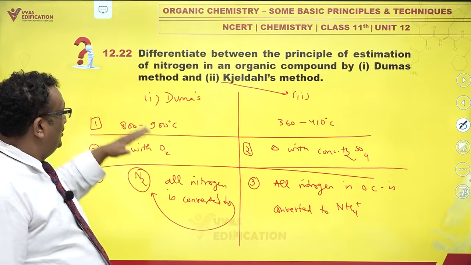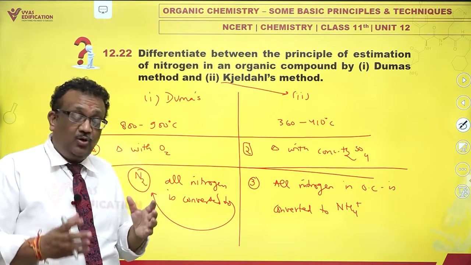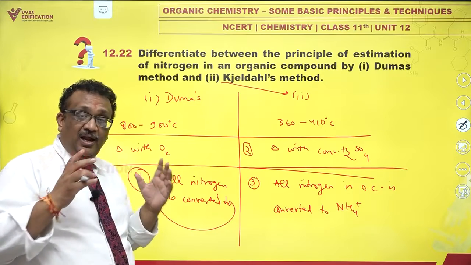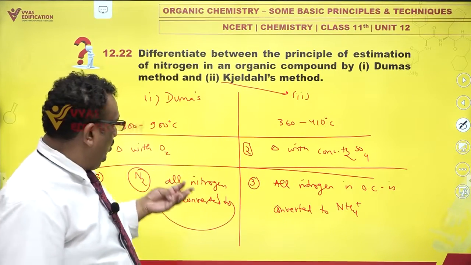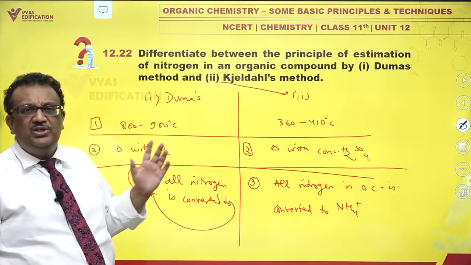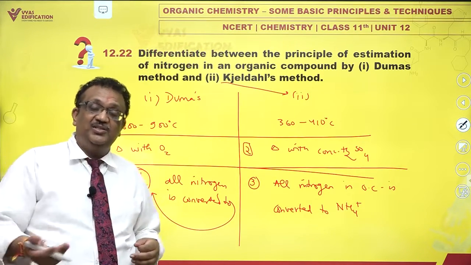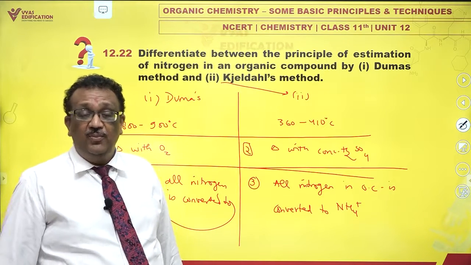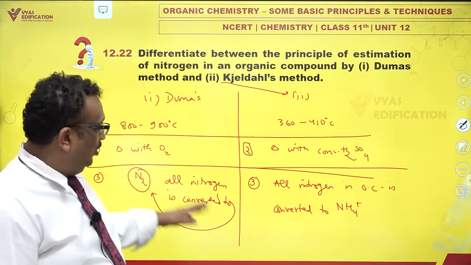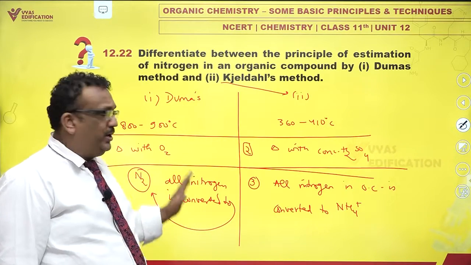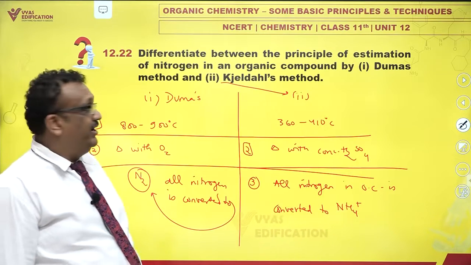Okay. So in the Dumas method, you take the substance, you burn it with oxygen, and you get CO2, H2O and nitrogen. CO2 and H2O are absorbed by KOH and dehydrating agents. The only nitrogen which remains is estimated, and that gives you the idea of the percentage of nitrogen in the given organic compound. Simple method, quick method. The Dumas method takes only a few minutes if the setup is ready.